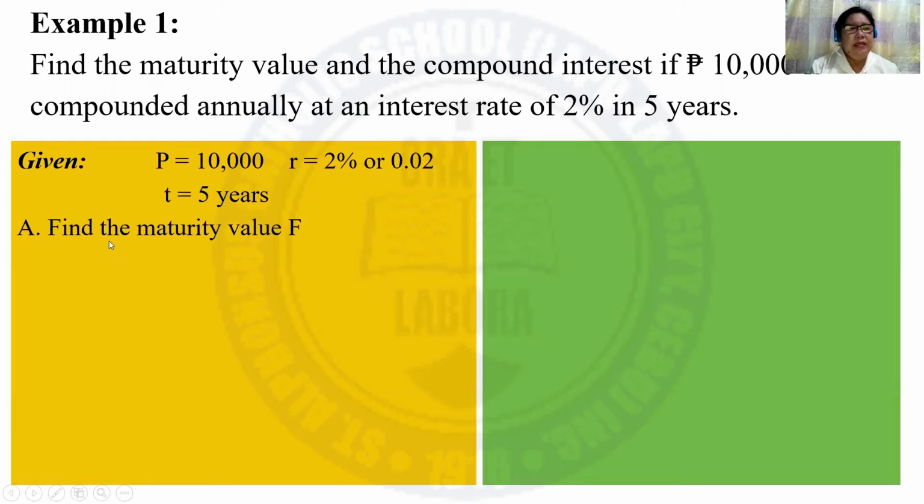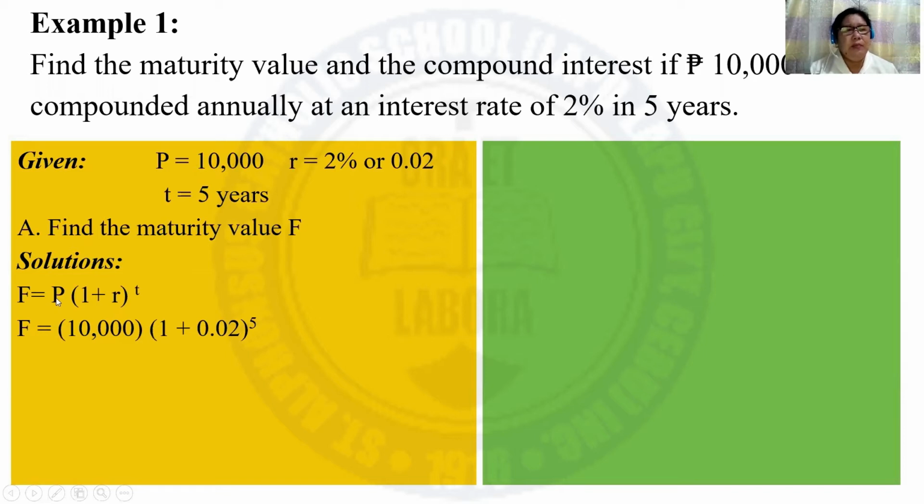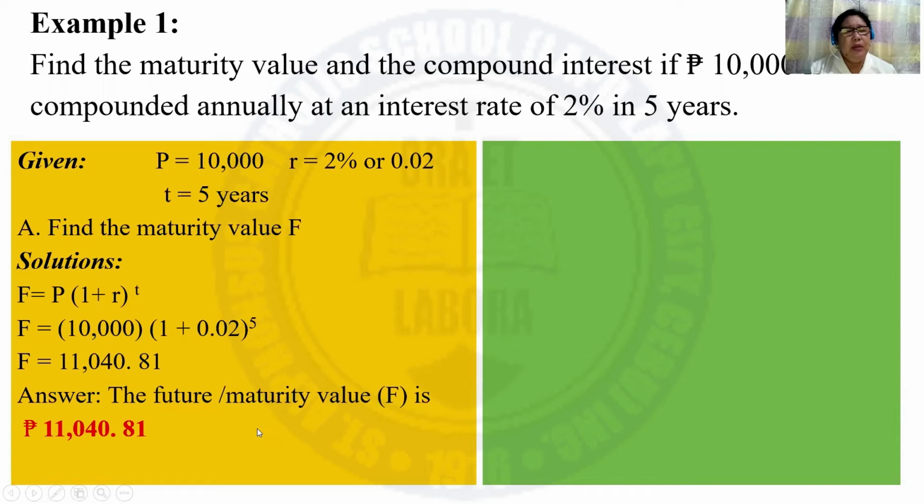So let us find the maturity value. Let us represent that by F. And for the solutions, this is now the formula. Then substitute 10,000 to P, times the quantity of 1 plus 0.02 for the rate raised to 5 for your T. And then simplify. The result is 11,040.81. The future or the maturity value is 11,040.81 pesos.